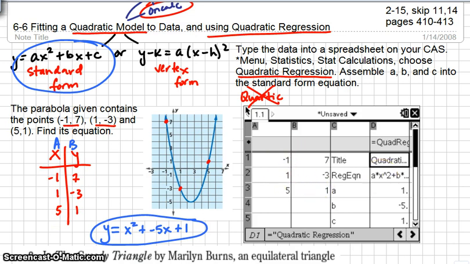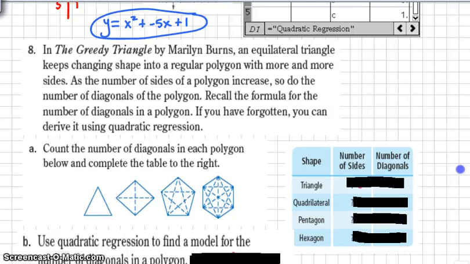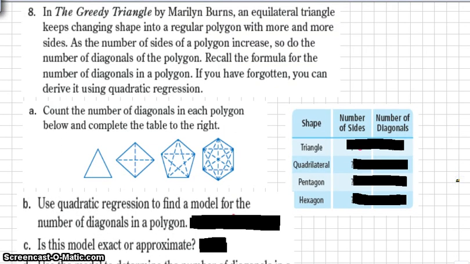choose quadratic regression. There's one more problem that we're going to do together, and that is number 8 in the homework. It looks like a long, difficult problem, but it's actually fairly easy. It's another type of problem that you may encounter. So let's read it through carefully.